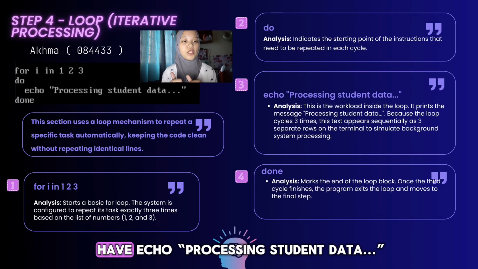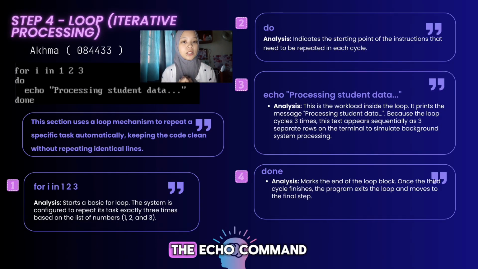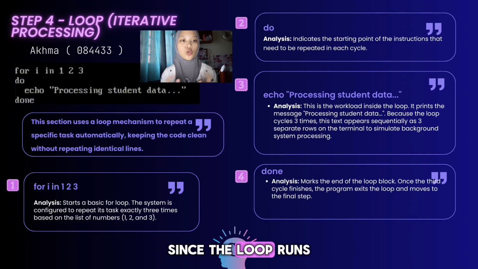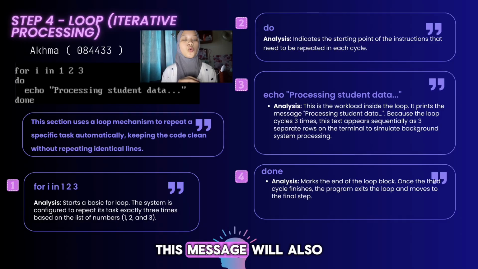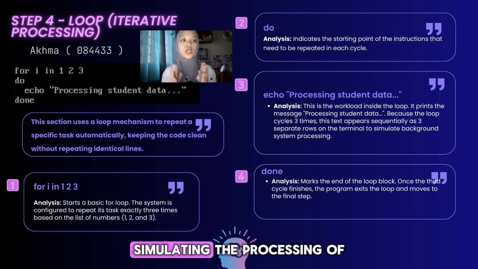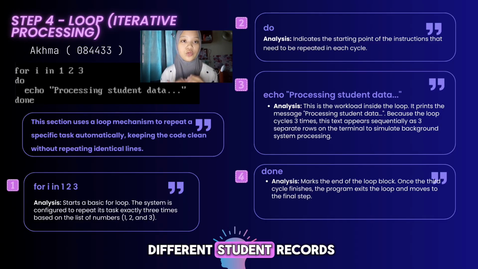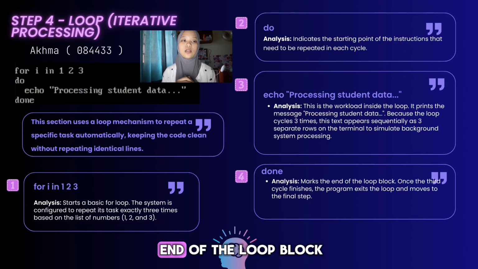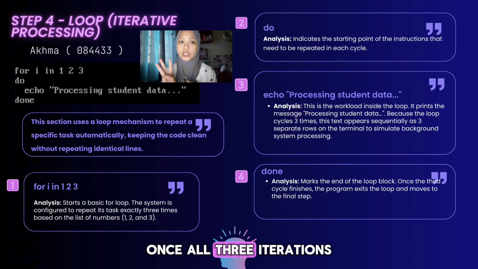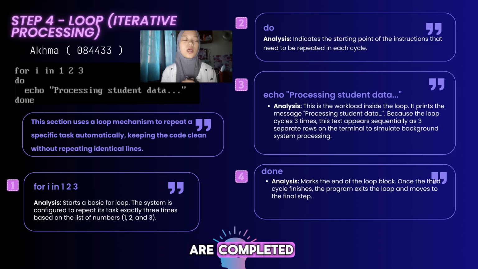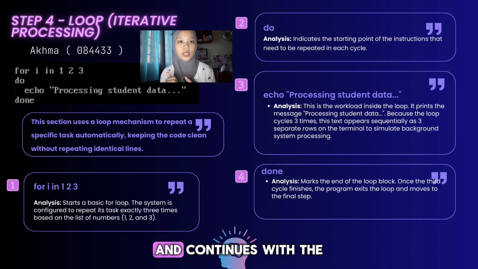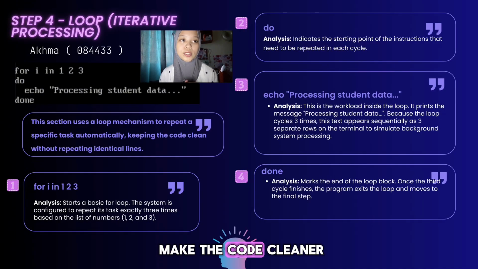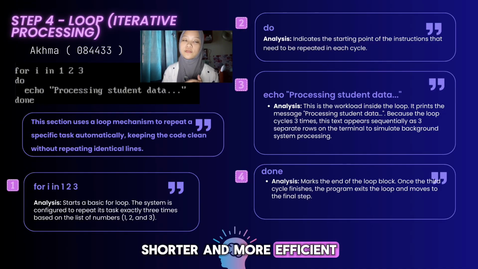Inside the loop, we have echo "Processing student data". The echo command simply displays a message on the terminal. Since the loop runs 3 times, this message will also appear 3 times, simulating the processing of different student records. Finally, done indicates the end of the loop block. Once all 3 iterations are completed, the program exits the loop and continues with the next step. Overall, this loop helps make the code cleaner, shorter, and more efficient.